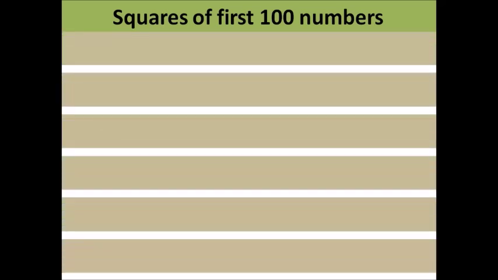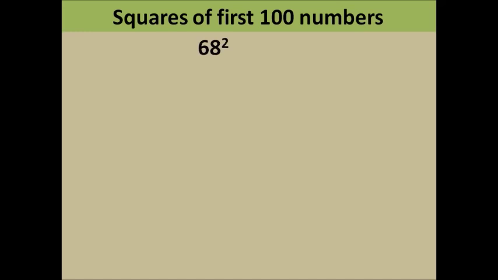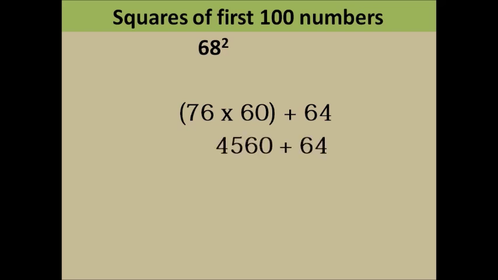Let's see another example. Suppose you have to find the square of 68. Again use the same formula and you will get 68 plus 8, 76, and 68 minus 8, 60, plus the square of 8, that is 64. Now if you multiply 76 with 60, basically you multiply 76 with 6 and then add 0 at the end. So 76 into 6 is 456, so 4560. You add 64 to it and you get 4624. This is very simple, and this is one of the most effective ways to find the square of any number.